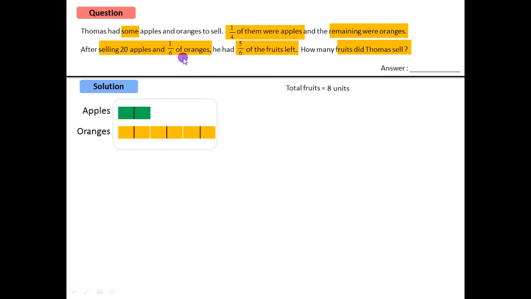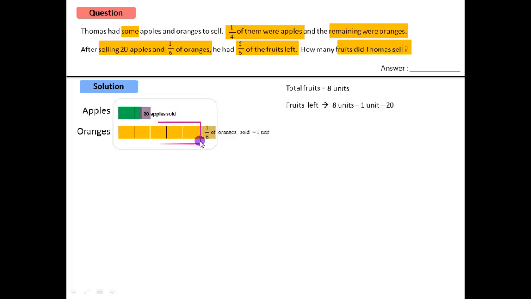We know that Thomas sold 1/6 of the oranges. So this portion, which is 1/6 of the oranges, were sold. This is also equal to 1 unit. Next, we know that he sold 20 apples also. However, we cannot distinctly mark a portion in this block that represents 20 apples. So let's just roughly mark a portion that represents the 20 apples that Thomas sold.